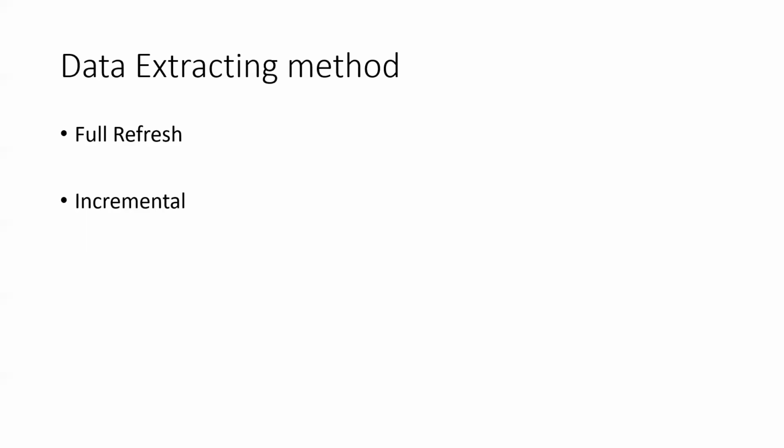We need to truncate. Truncate means deleting all the records at the target system, and we check what the total records are at the source system. We can push everything to the target. So that is called full refresh. Whatever records are at the source system, we directly push all of it to the target side.